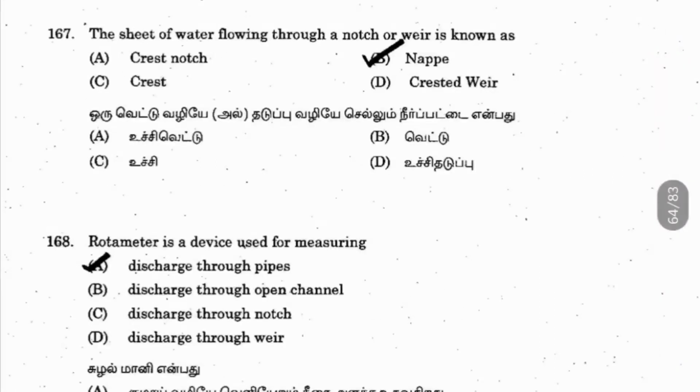167, the sheet of water flowing through a notch or weir is known as nappe. The water flowing through the notch should be a very thin sheet-like shape, and only with that will we take the reading. So we call that water or that shape the nappe.